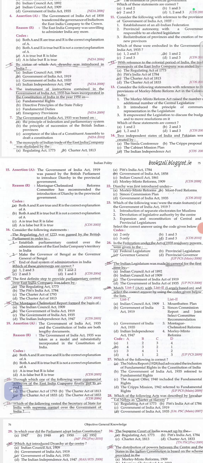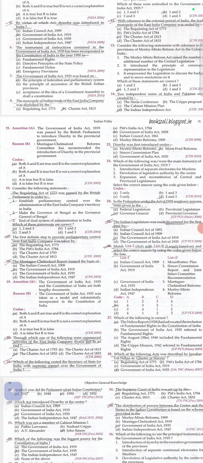Assertion A: The Government of India Act 1919 was passed by the British Parliament to introduce diarchy in the provincial government. Reason R: The Montagu-Chelmsford Reforms Committee has recommended the introduction of diarchy in the provincial government. Both A and R are true, and R is the correct explanation of A.